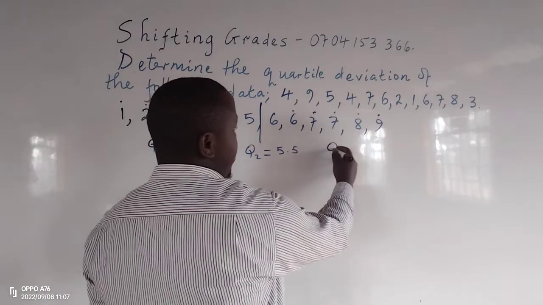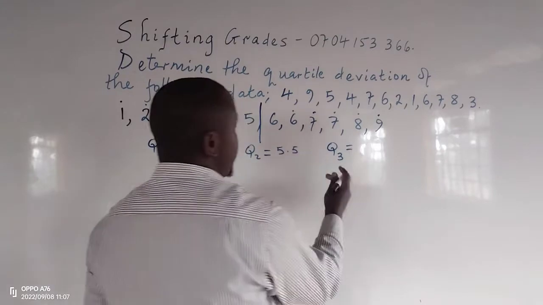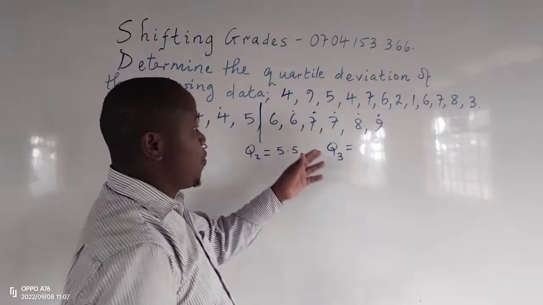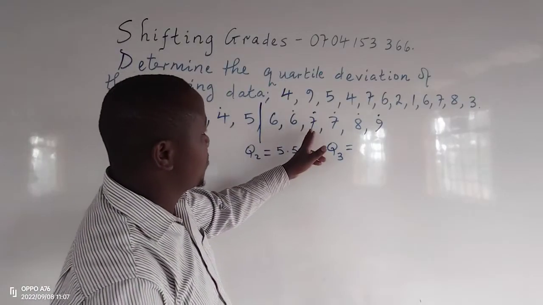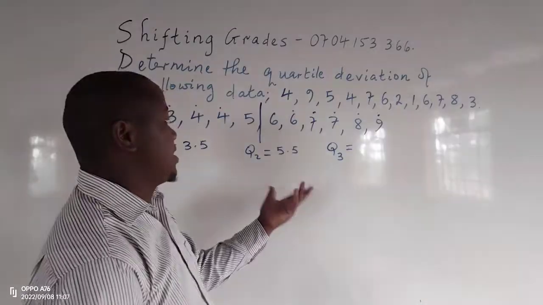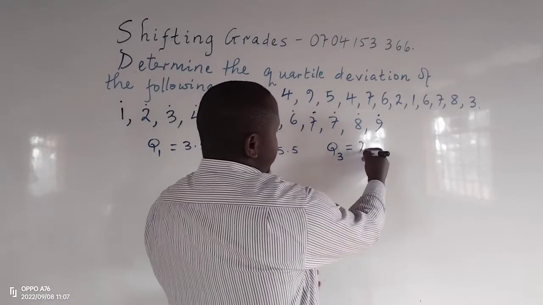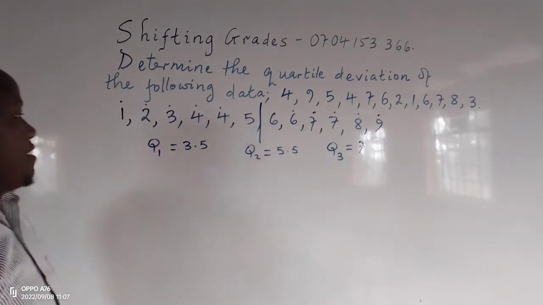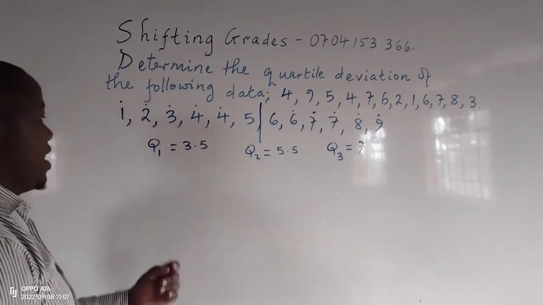Again, we determine the Q3, which is the median of the upper set of data, whereby the two middle values are 7 and 7, so their average is going to be 7. Therefore, we have Q3 and Q1.